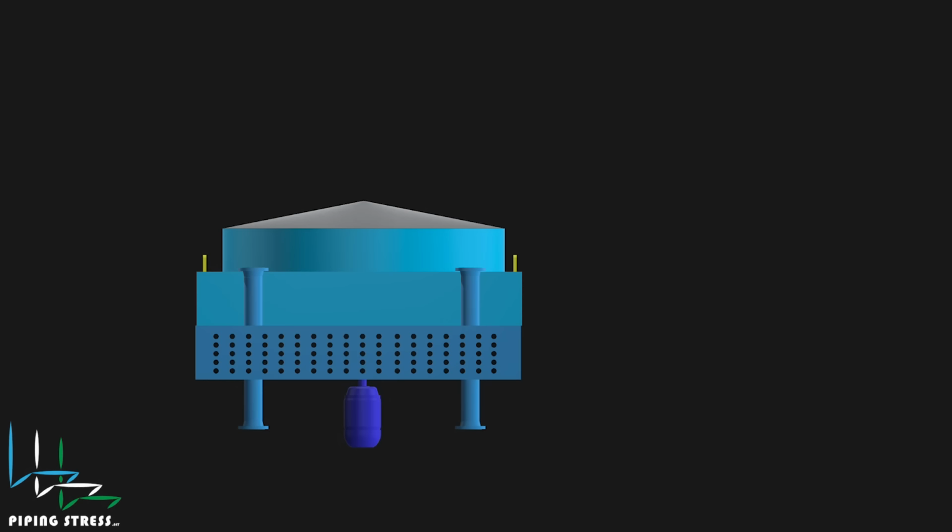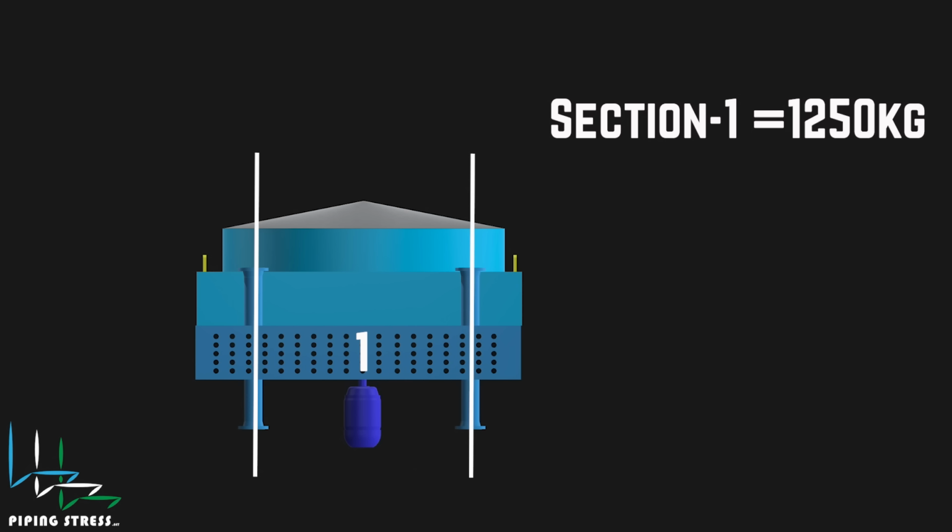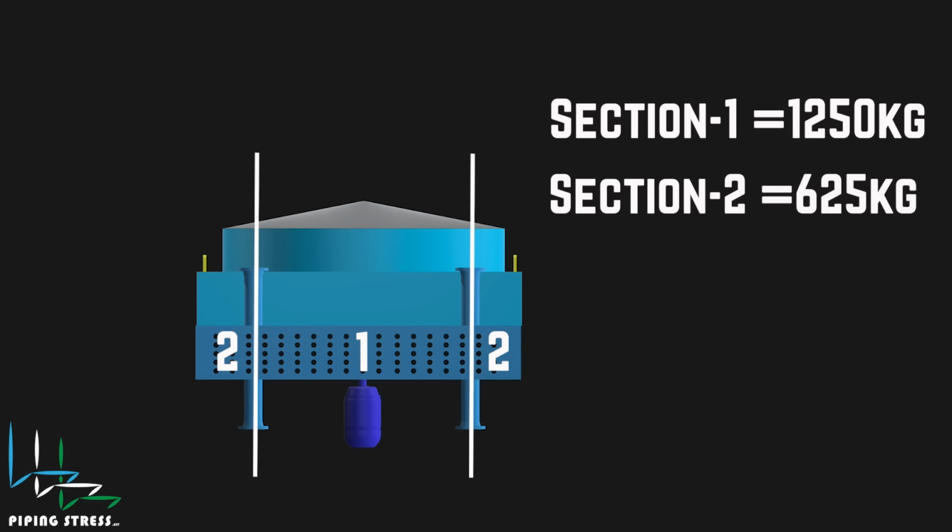As you can see, we divide the air cooler header from the center lines of the nozzles. For each section, we will share the weight. The larger section is between the nozzle centerlines. Therefore, we assign half the weight of the header side to section number 1, which is 1,250 kilograms. Then, the rest of each section will share the remaining weight.